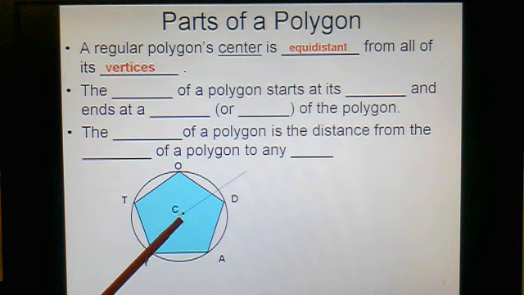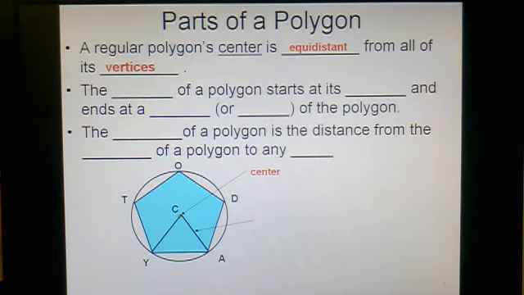In other words, if I draw a line from C to Y, or C to T, or C to O, or C to D, or C to A, those would all be congruent. So draw at least one or two of those, and preferably just two on the bottom maybe. And the reason I'm doing that is because I want to show this little triangle here.